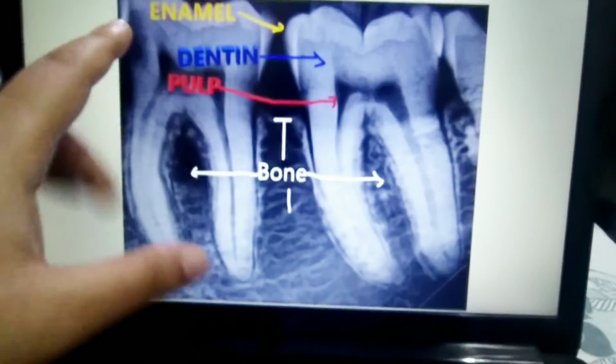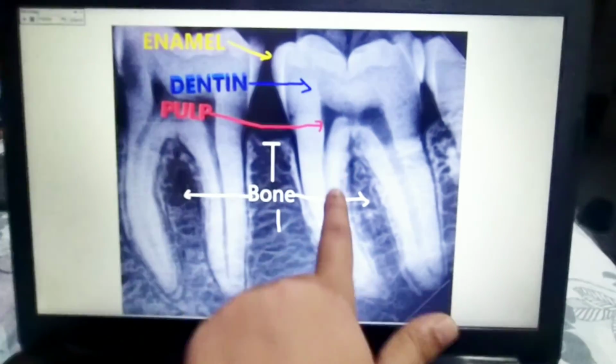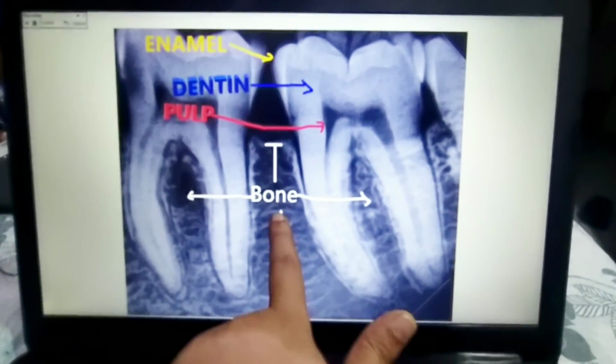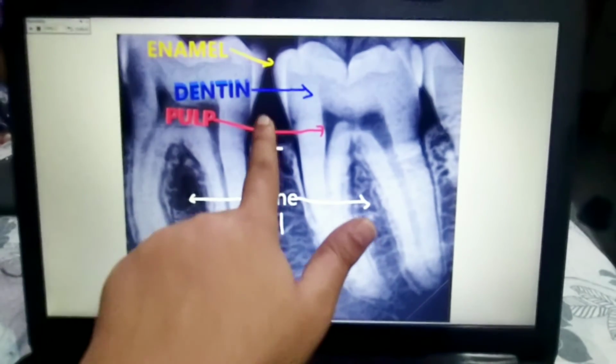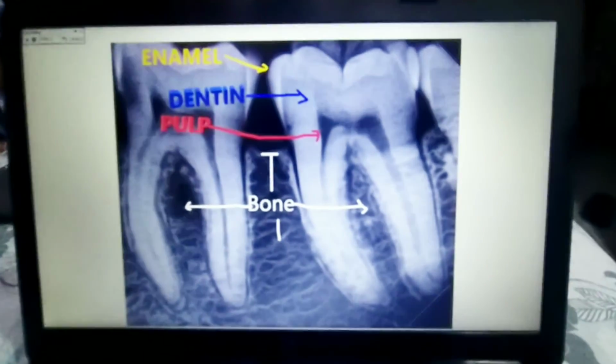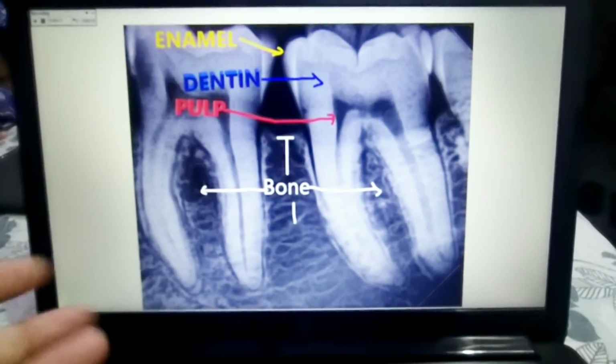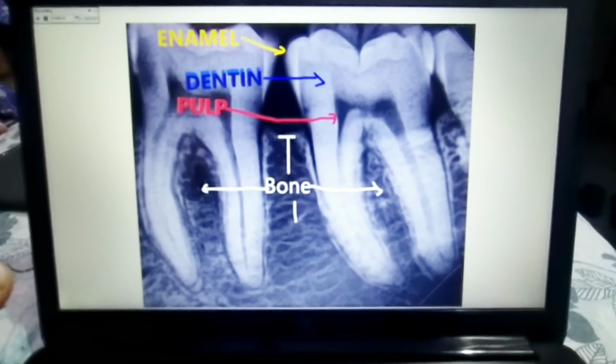Now the basic picture: enamel is the white part, dentine is the second layer, pulp is this black line till your root end, and bone is this part. And these black spaces are your interdental spaces. That's it. So I hope you understood a bit of what your dentist shows you in an x-ray, and you'll have a bit of an idea.